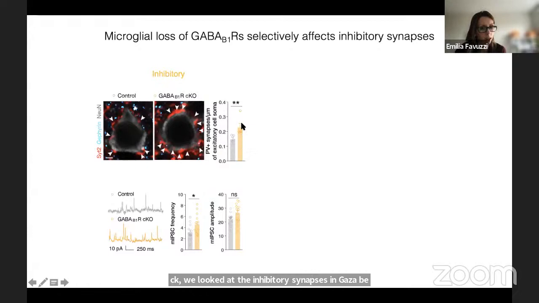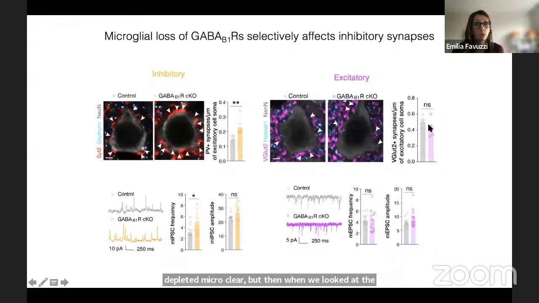And so what this shows is that removing GABA-B from microglia only phenocopies that effect on inhibitory synapses that we had seen when we had completely depleted microglia. But then when we looked at the excitatory synapses, we found no effect. And so what this means is that removing GABA-B receptors from microglia also decouples that effect on inhibitory versus excitatory synapses that we had seen in the depleted mice.